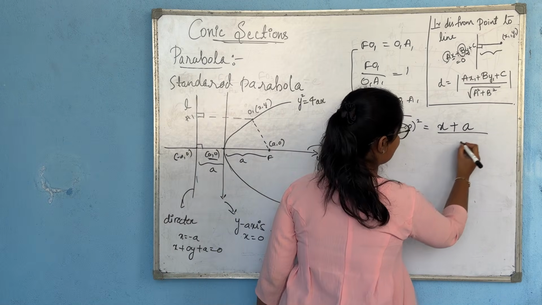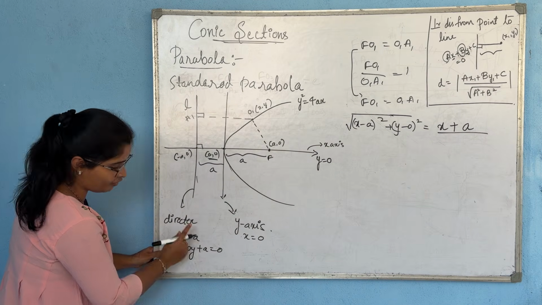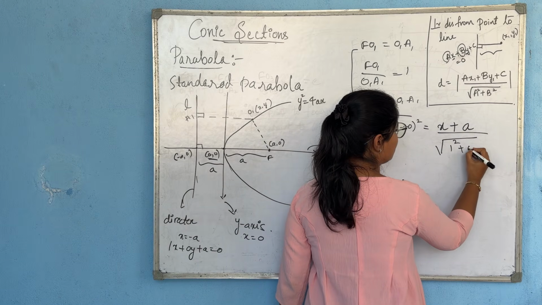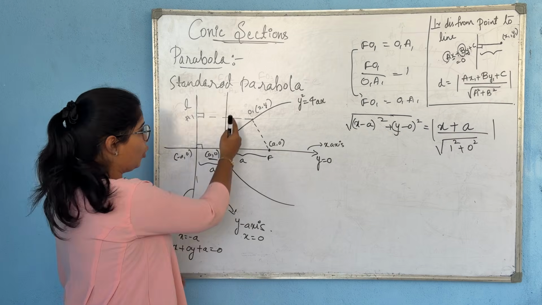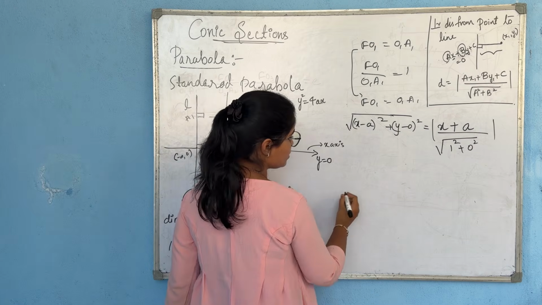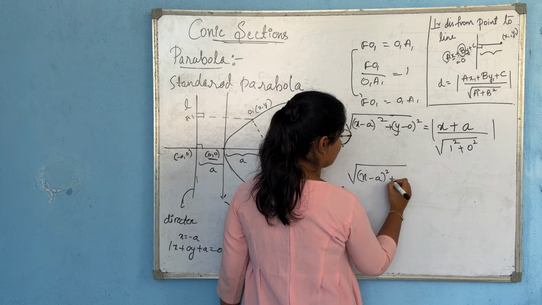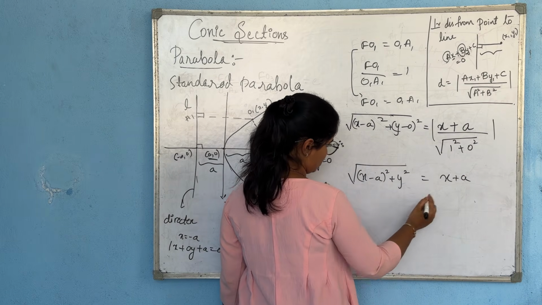And in the denominator I will be writing the coefficients of x square and y square under the root. So if I take under root 1 square plus 0 square with modulus, I will get the distance from the point to the line. Now we will solve this particular equation. So what we have is, (x minus a) whole square plus y square is equal to x plus a, under root of 1 is 1 only.